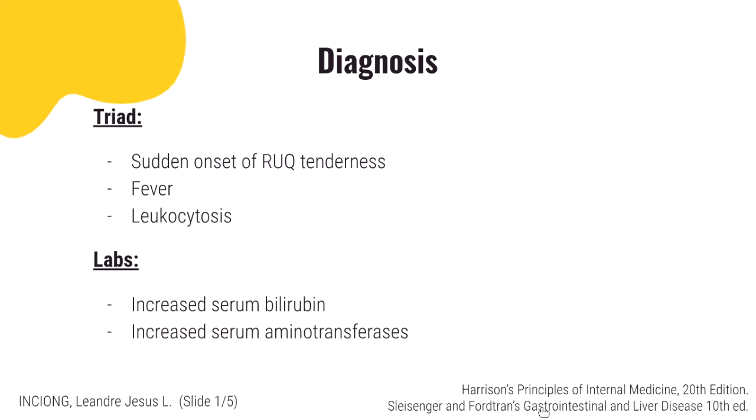So, I'll discuss the diagnosis. The diagnosis of acute cholecystitis is usually made on the basis of a characteristic history and physical examination. The triad of sudden onset of right upper quadrant tenderness, fever, and leukocytosis is highly suggestive. Typically, the leukocytosis is in the range of 10,000 to 15,000 cells per microliter. And for the labs, the serum bilirubin is mildly elevated, and there's also a modest elevation of the serum aminotransferases.